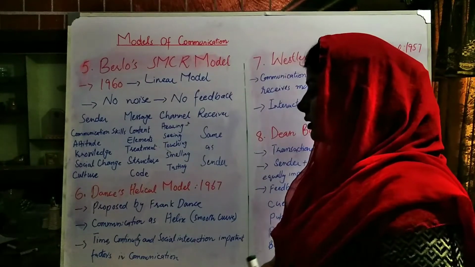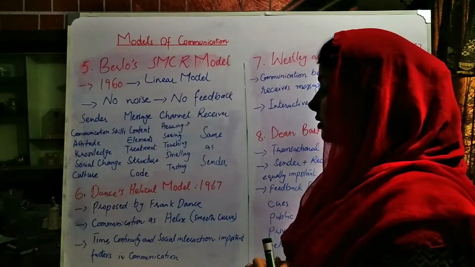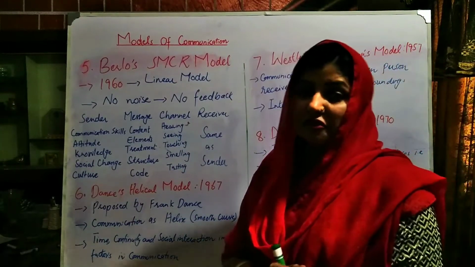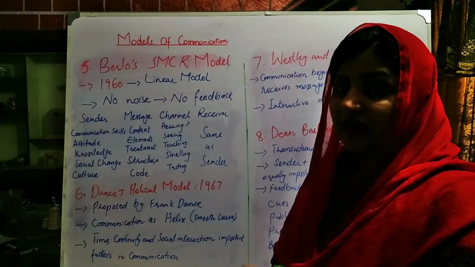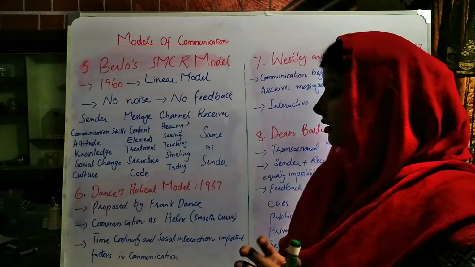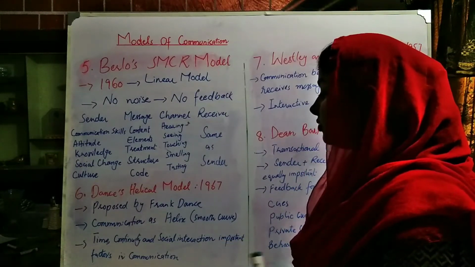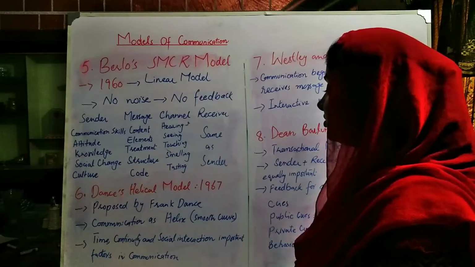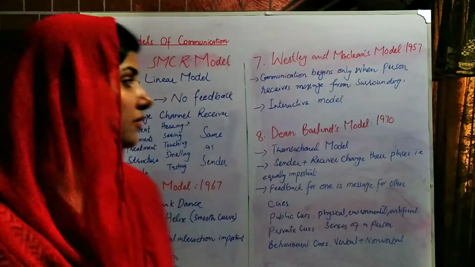Number 6, Dance's Helical model, 1967. It was proposed by Frank Dance. He proposed communication as a helix, a smooth curve. He says that time, continuity and social interactions are important factors in communication.